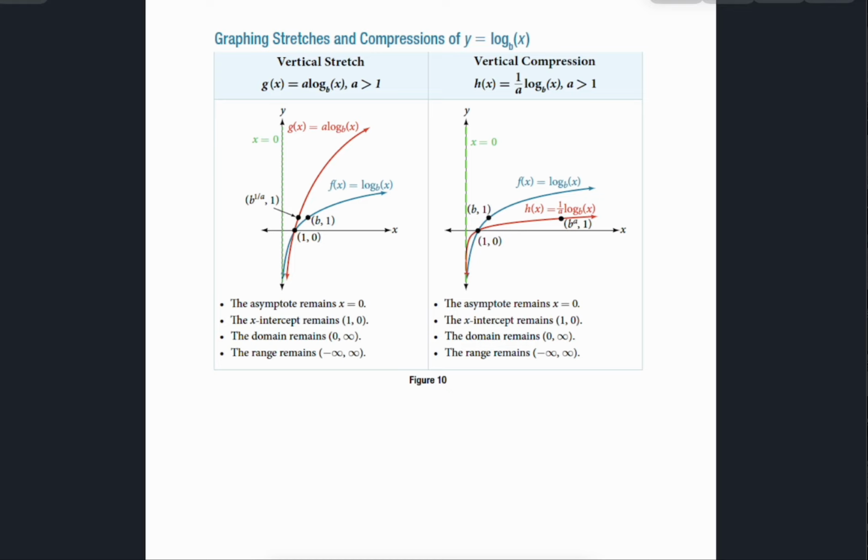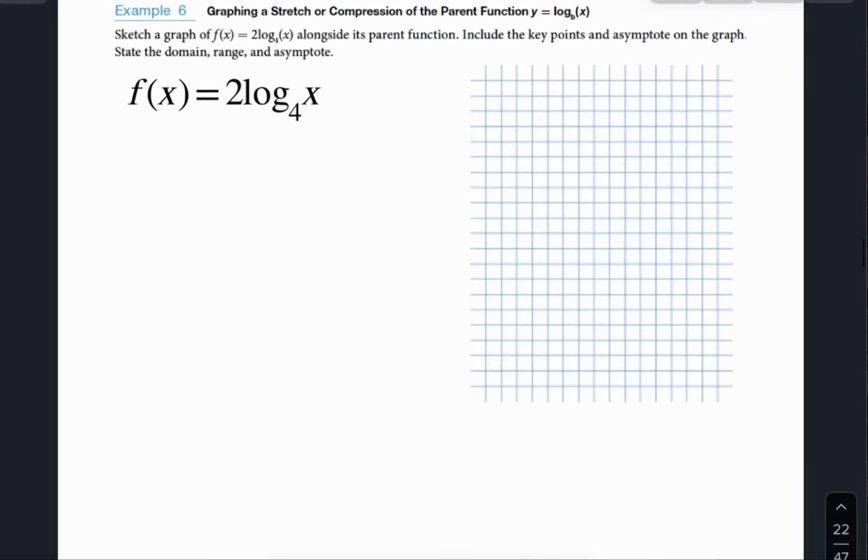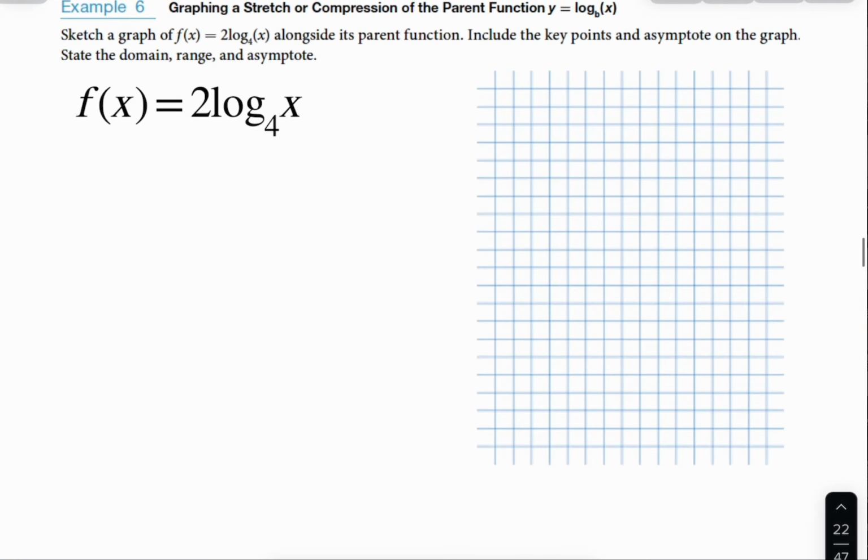If you put a number on the outside that is more than 1, it's going to stretch it higher. It's a vertical stretch. If you put a fraction that is between 0 and 1, it's going to pull it downward. It's going to kind of smash it closer to the x-axis, rather than stretch it further away from the x-axis. So let's do this one.